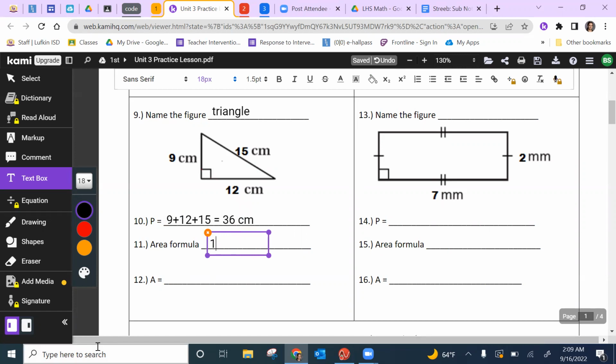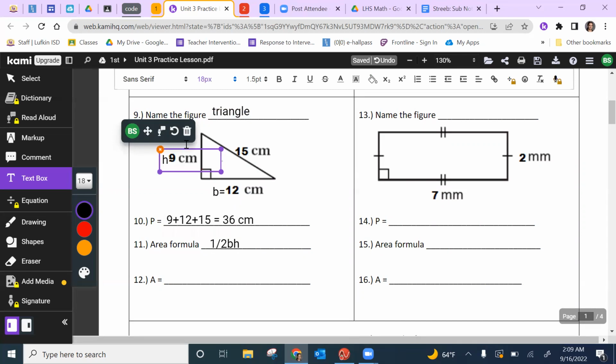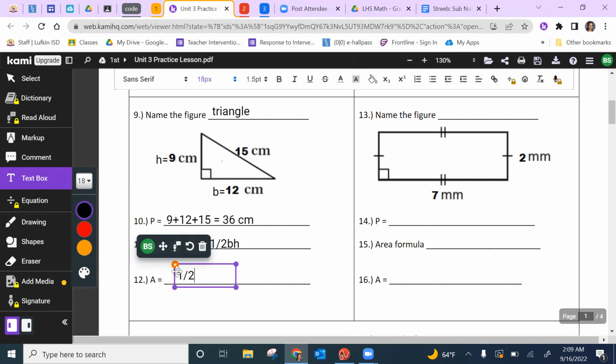The formula for area is 1/2 times our base times our height. Our base for our triangle is 12 and our height is 9. Times 12 equals 54 centimeters squared.